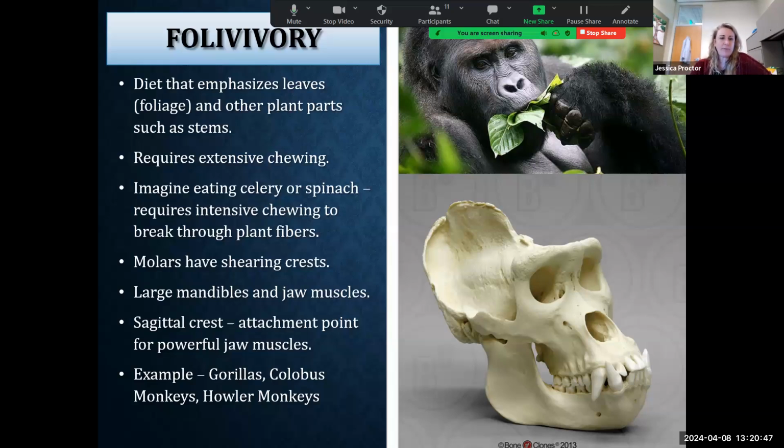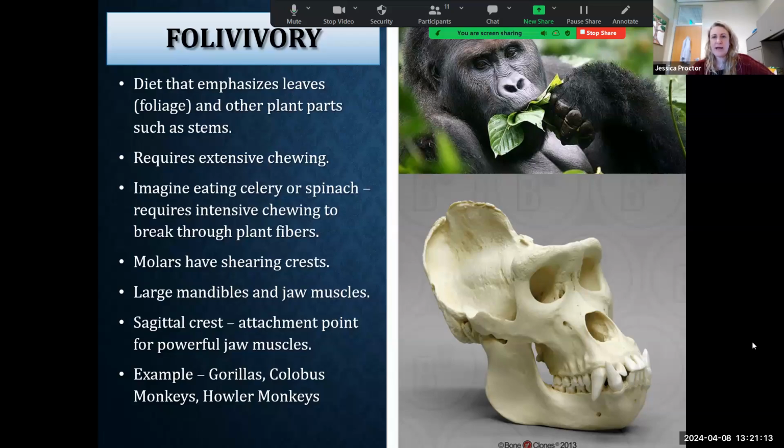Now, colobus monkeys and howler monkeys don't have that sagittal crest because they're much smaller-bodied primates. Even though they're eating mainly vegetation, they don't have to chew quite so much of it because they're not supporting a massive body size like the gorilla is. So folivores eat mainly foliage. That doesn't mean they don't occasionally eat insects and fruit; it just means they're eating mainly vegetation.